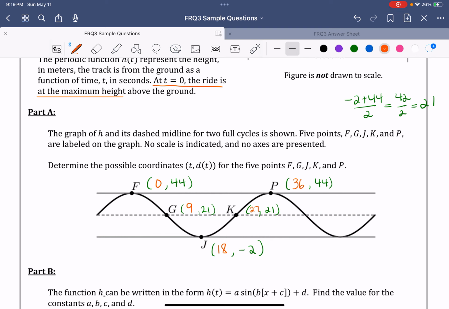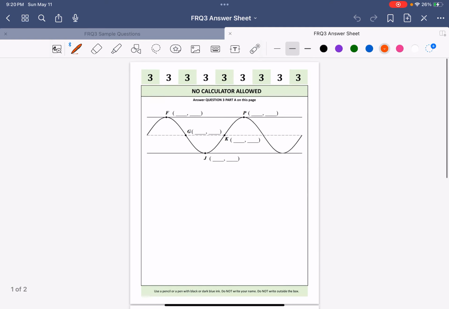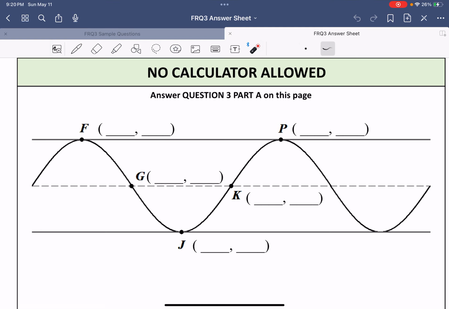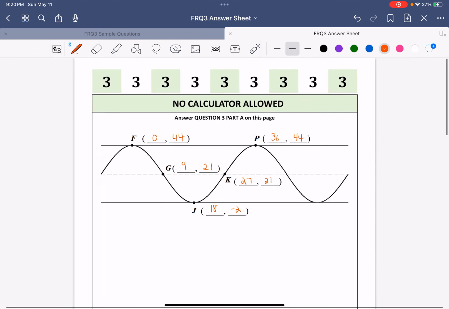So you can write them in like I did, but you're going to have to write them on your answer sheet. So I'm going to just quickly show you what the answer sheet looks like. They actually give you a picture of the graph again, and this time they leave you a lot more space to do your points. So this one was 0, 44. This one was 9, 21, 18, -2, 27, 21, 36, 44. Okay, so they're actually going to want you to write it on your answer document. Okay, now let's look at the next part.